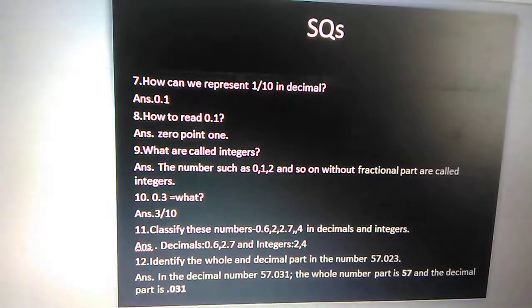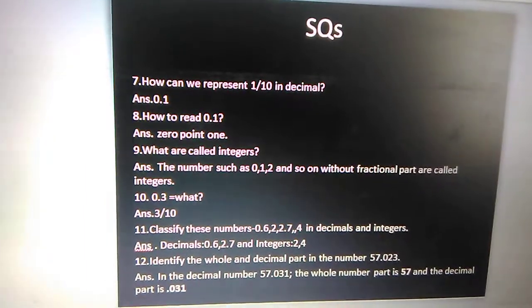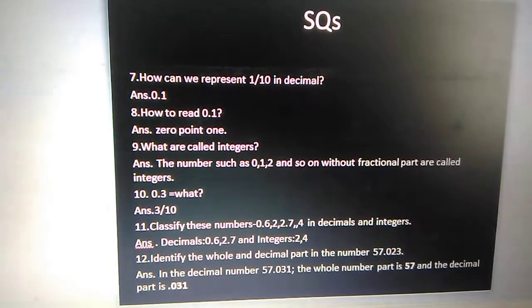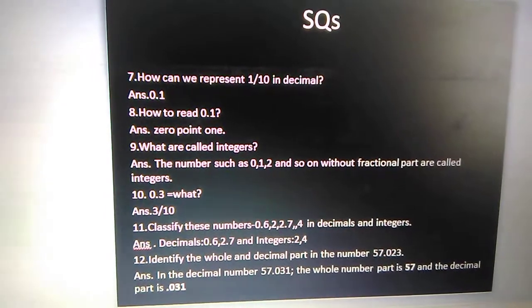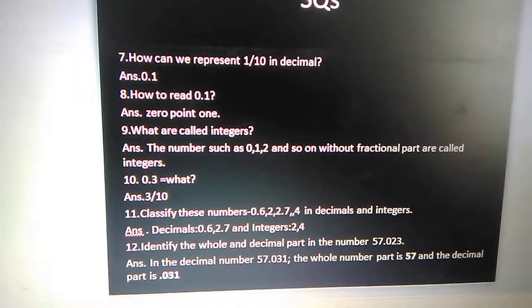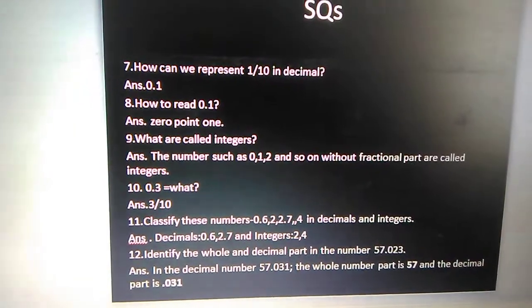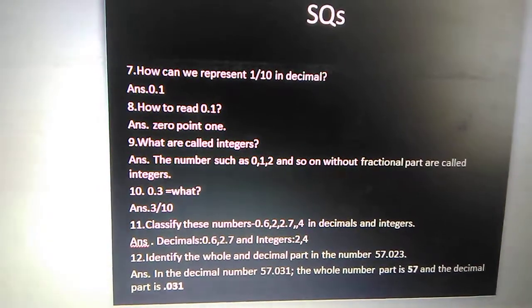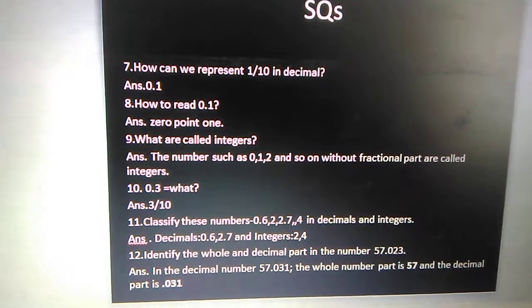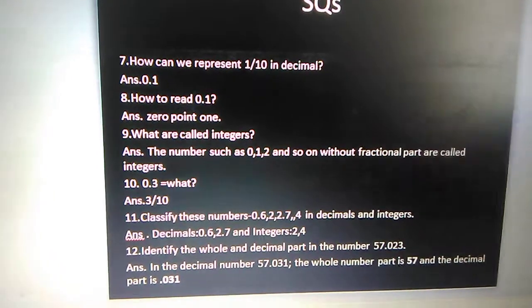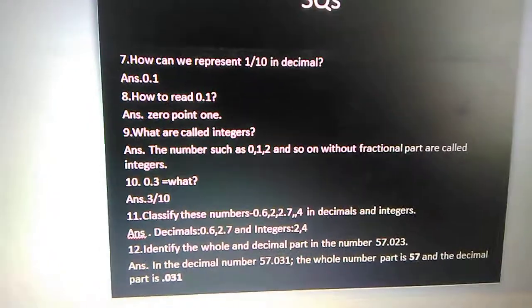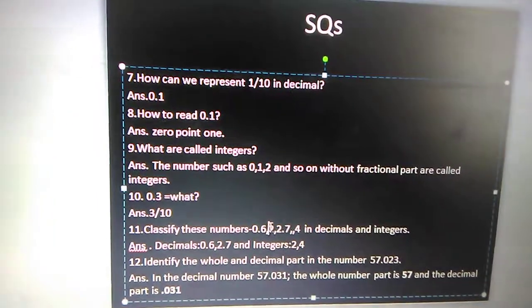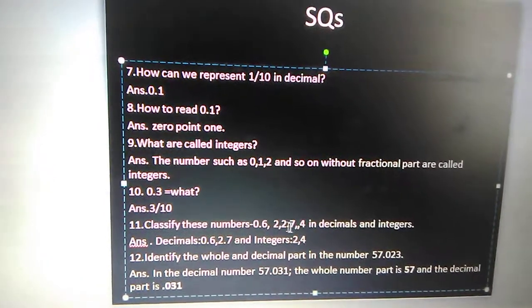Classify these numbers into decimals and integers. I told you the numbers which have a point are decimals, and which have no point are integers. So you can identify it very easily. Decimal numbers are 0.6, 2.7, and integers are 2 and 4.